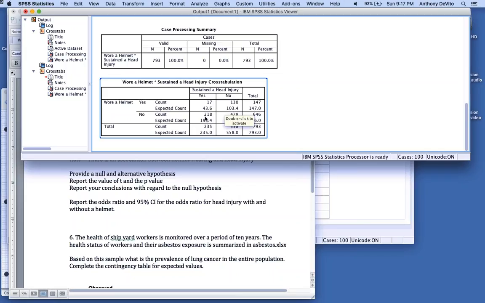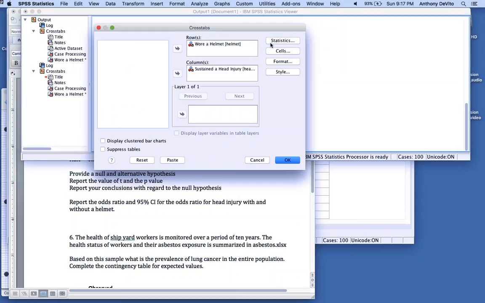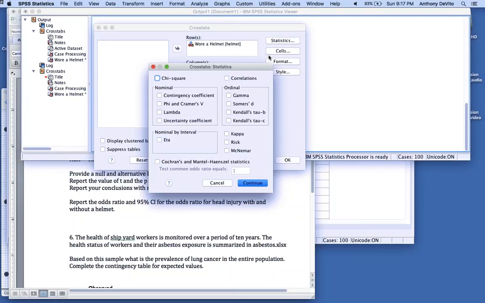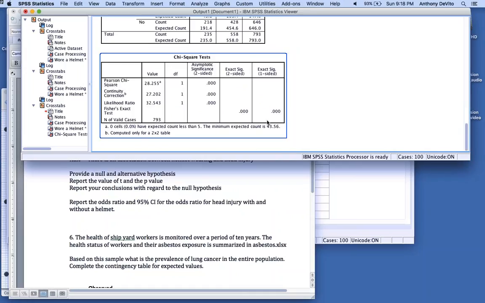Okay, so I'm going to go ahead and have SPSS do that for me. Analyze, descriptive statistics, crosstabs. Okay, I'm going to go into statistics this time and ask it to calculate the chi-square value for me. And I'm going to say OK. And it calculates the chi-square value for me. The chi-square value turns out to be 28.255.